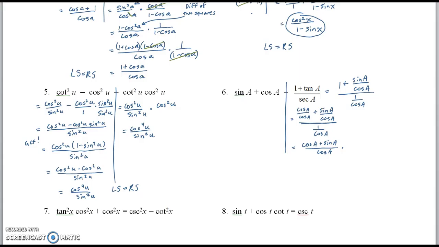Now I'm going to multiply by the reciprocal of the denominator. I can cancel out those two cos A's, and it leaves me with just cos A plus sine A, which is exactly what I wanted at the beginning. So life is good. Left side equals right side.